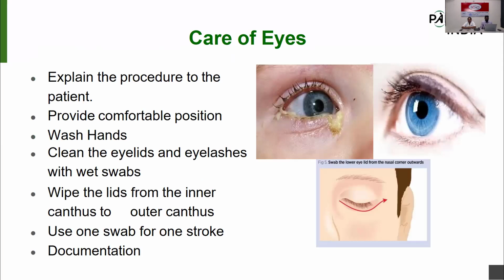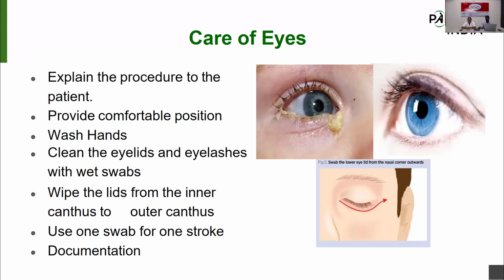Okay, so care of the eyes. Any idea how you provide eye care? Lukewarm water, madam. Okay. Any kind of problems in the eyes? Okay.